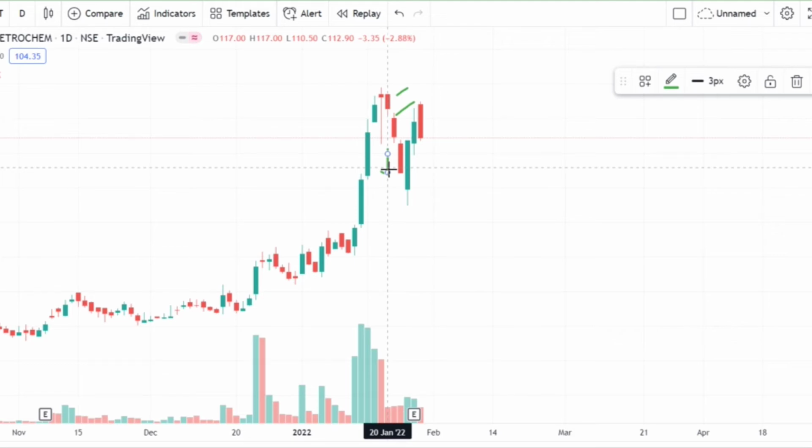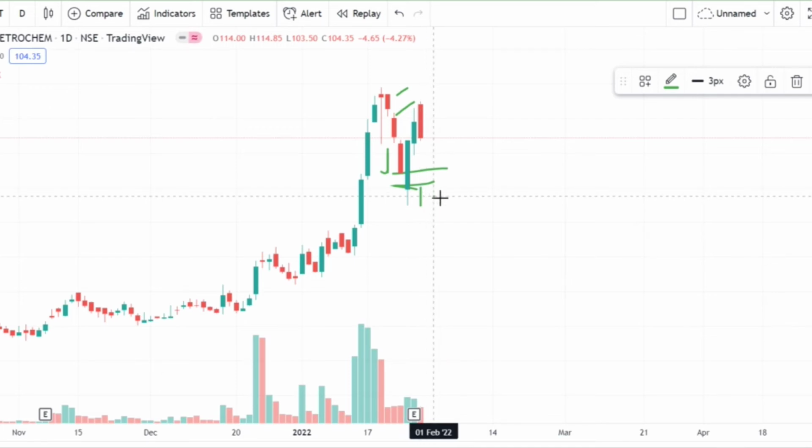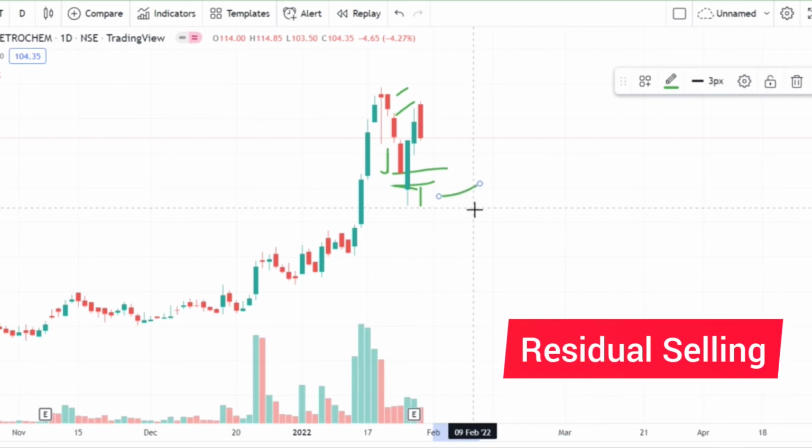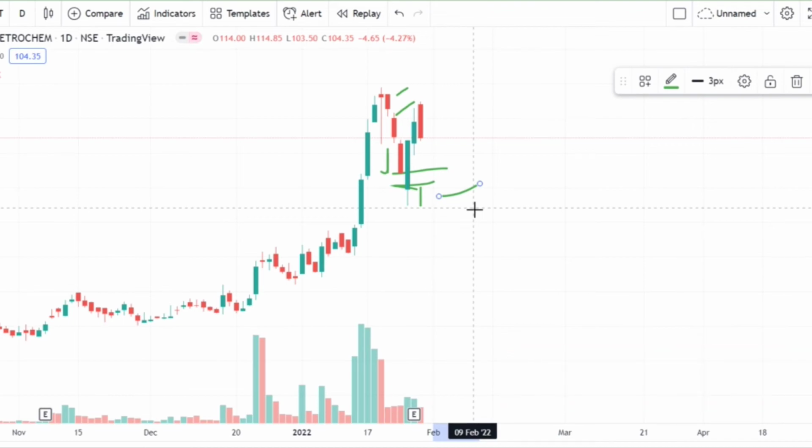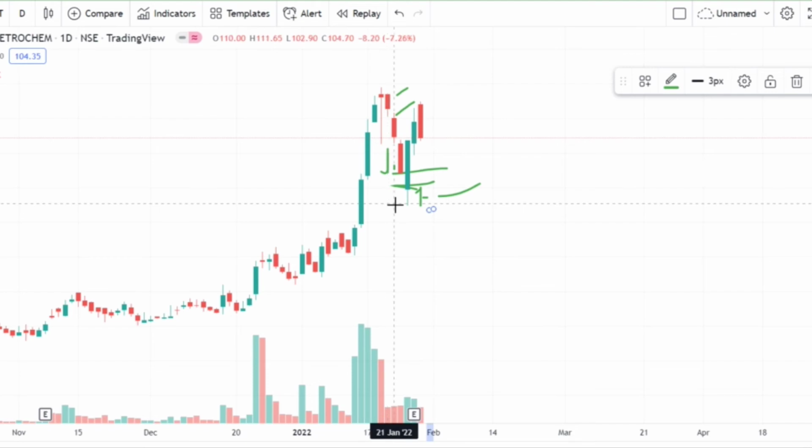Due to the heavy selling in the market, on the next day the price even gaps down. There was a gap down opening, right? And the price moves down to this wick. This is the residual buying, residual selling. I'm sorry guys, this is the residual selling. The people who might not have sold their positions here, they might have sold their positions here, right? Which makes this residual selling, which forms this wick.